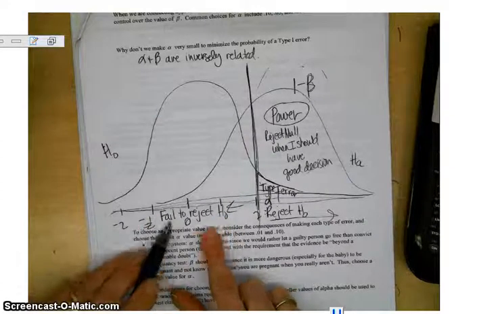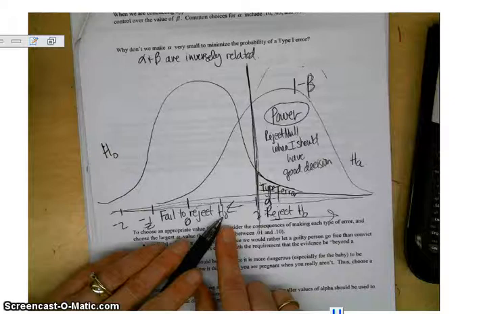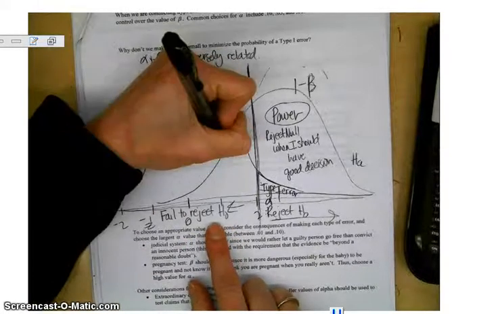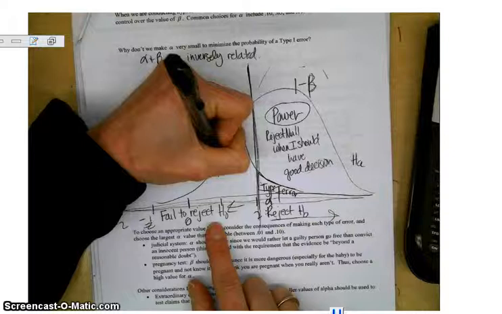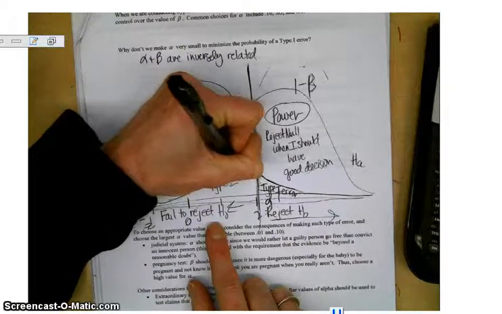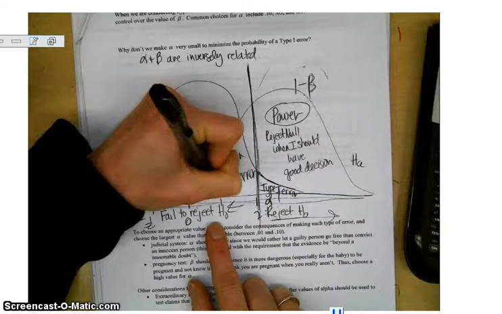All right, so now on this side of the curve, everything over here represents failing to reject the null. If I fail to reject the null when it's false, that's a type 2 error. And that probability is beta.